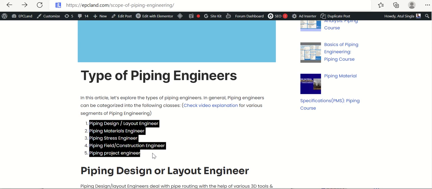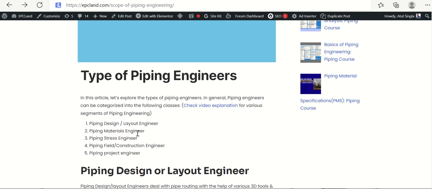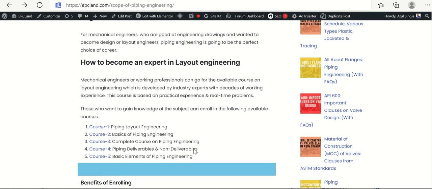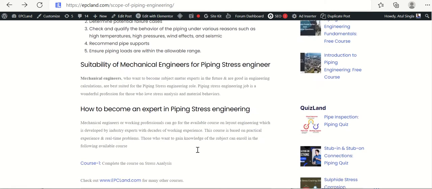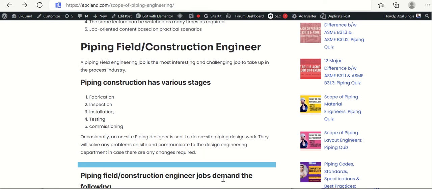We talked about there are five types of engineers, and we are talking about each one by one. And now we are going to talk about piping field and construction engineers. Okay, so this is the section for piping field construction engineers. So most interesting and challenging job. Okay, you have to be at site. A lot of hardship will be there. So piping field engineering job is most interesting but challenging also.